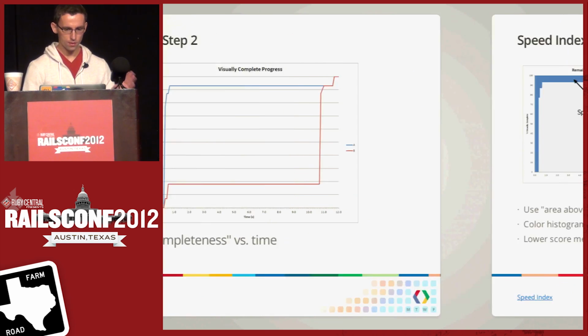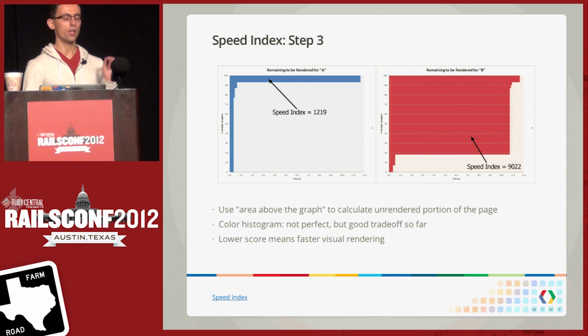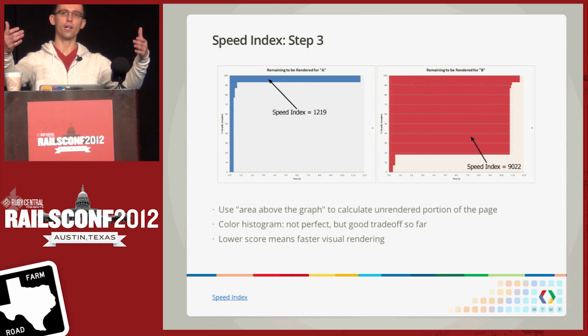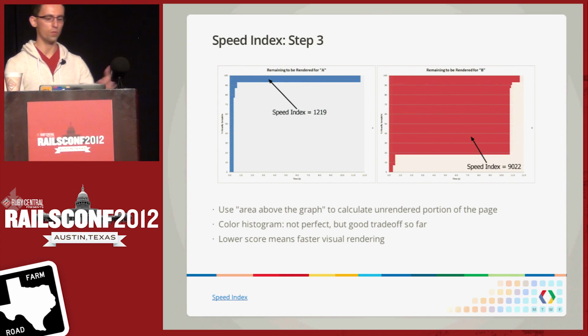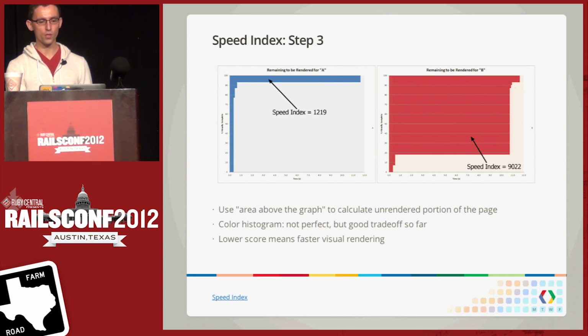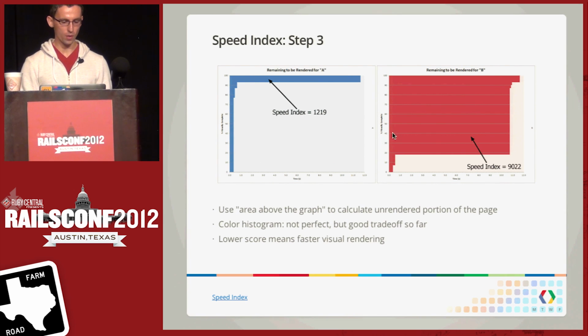Then we do this trick to calculate the score: we look at the area above the graph of one of these lines, right? Very simple trick. Basically, we're computing the area as the score, and the lower the score, the better. So you should aspire to a score of 0. Of course, you're not going to get it, but the lower the better.